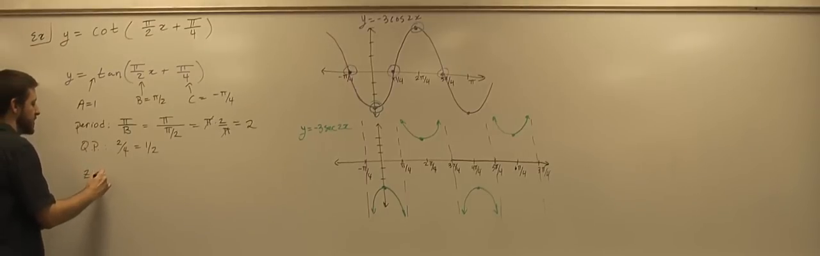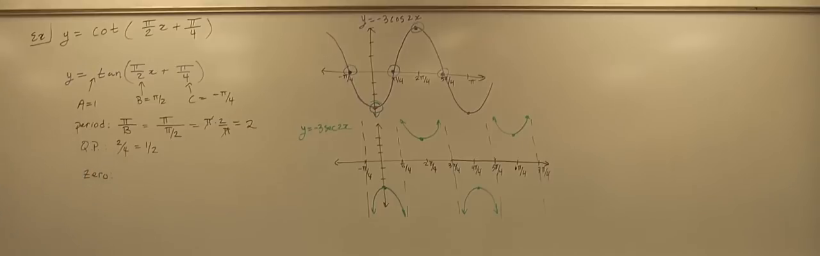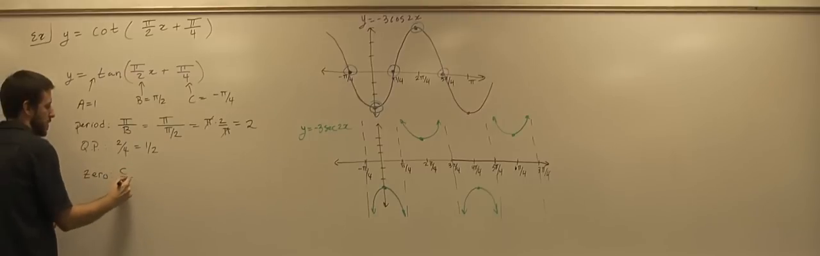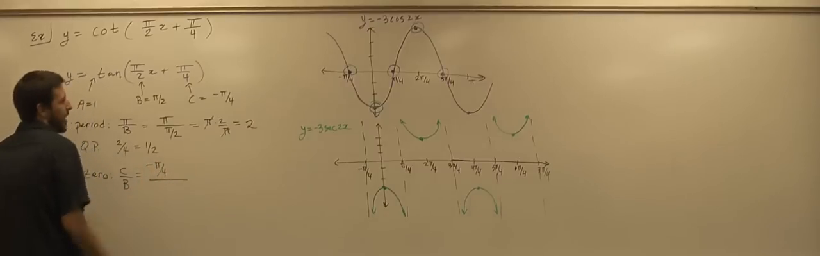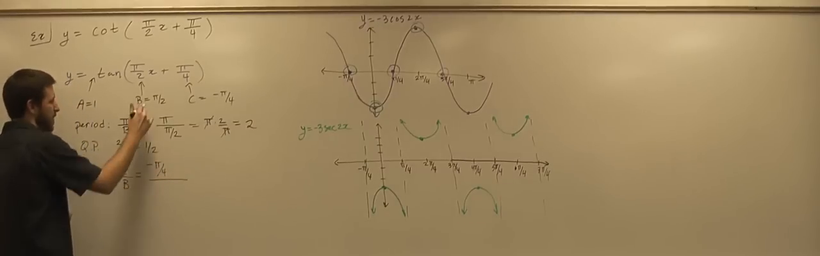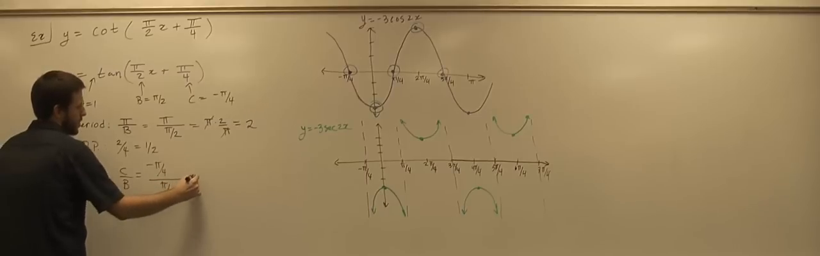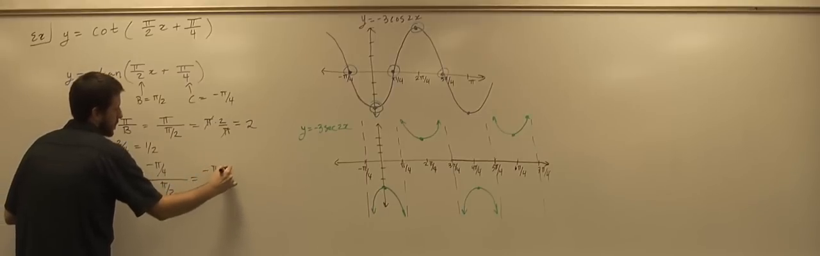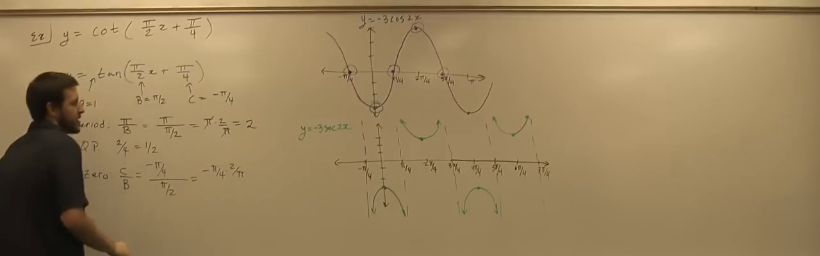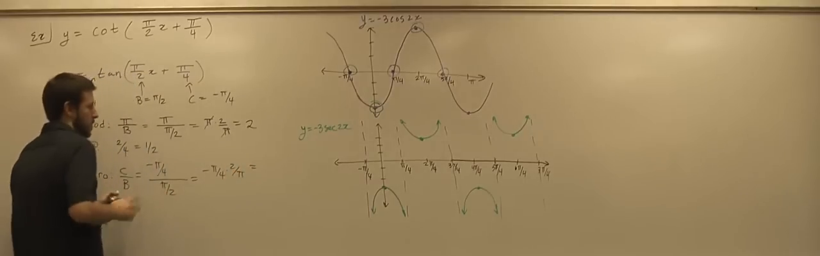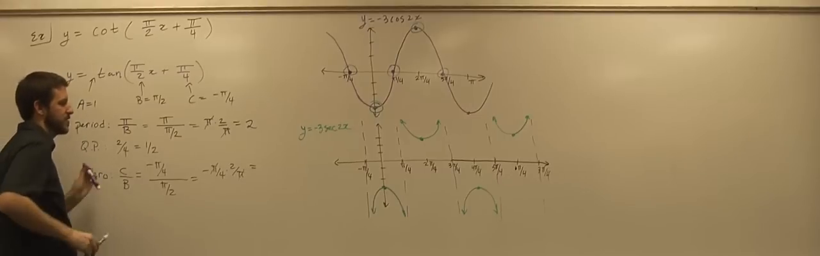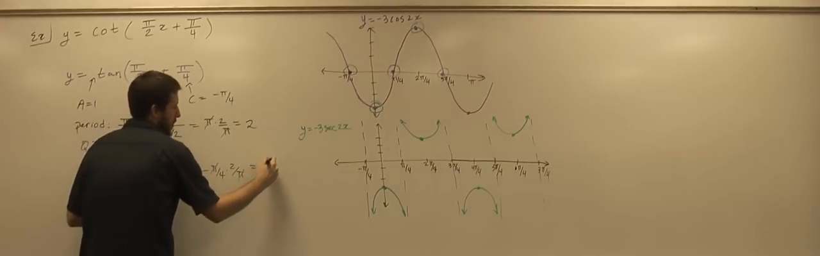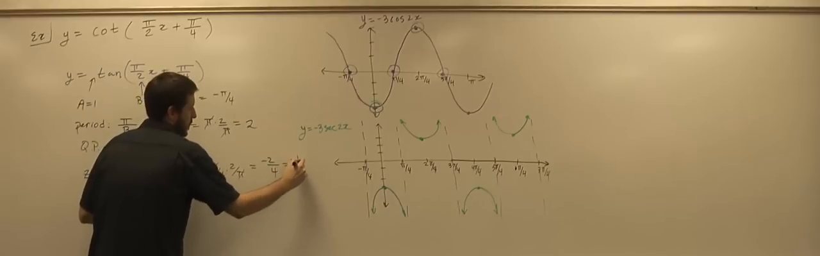What about our 0? Where's the center of our tangent graph going to be? How do we calculate it? C over b. So negative pi over 4 divided by b, pi over 2. Flip and multiply. Pi's cancel. Negative 2 over 4, or negative 1/2.